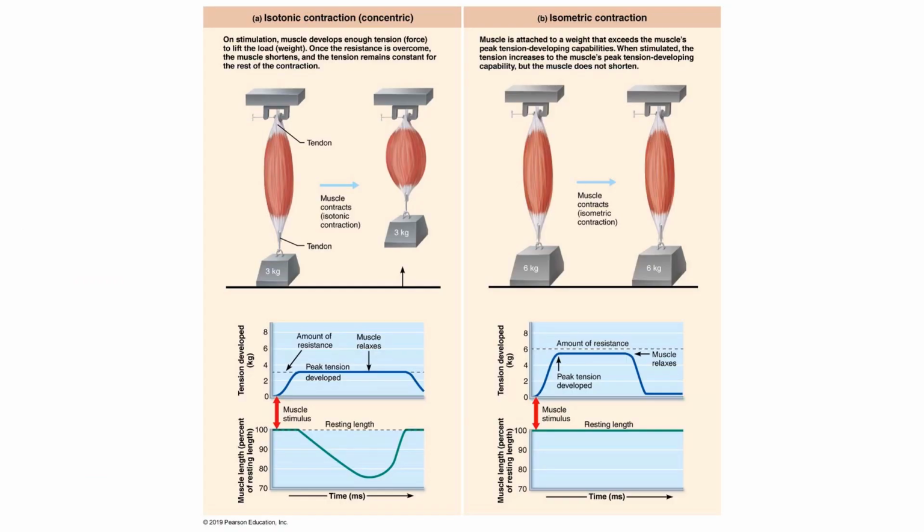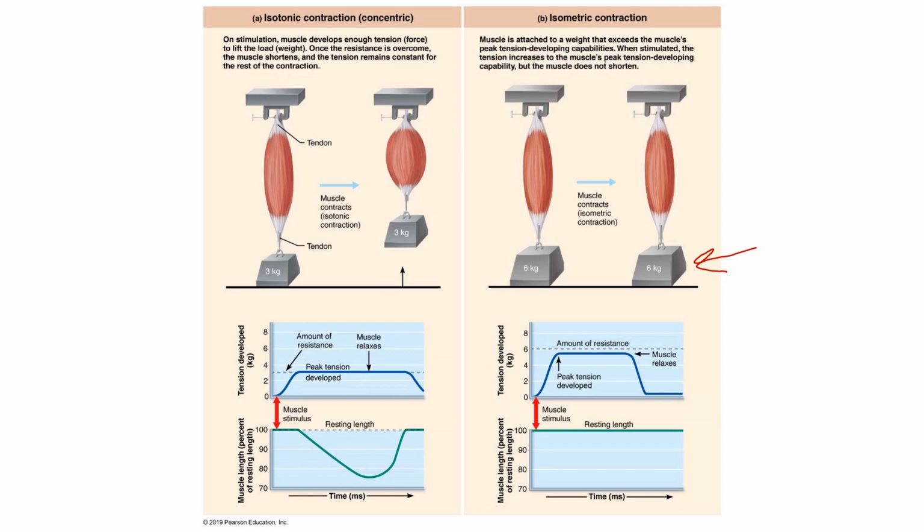So here is just a picture of how all of this works. So we have an isotonic contraction versus an isometric contraction. In the first part of the box, you have actual muscle that's attached to a weight. And in the first one, we have a weight of 3 kilograms, and the muscle is able to have enough force to lift that load. Okay. In the second, isometric, it's now 6 kilograms, and that exceeds the capacity of that muscle, and so the muscle can become tense, but it will not be able to actually move the load.